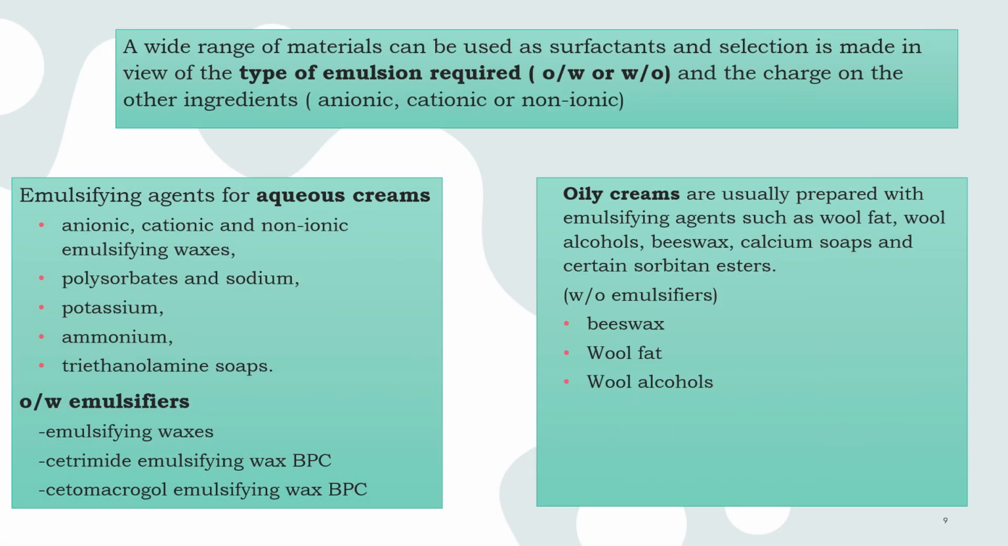Continuing from the previous slides, a wide range of materials can be used as the surfactant, and selection is made in view of the type of emulsion required. For example, in preparing an aqueous cream, you can use this list of emulsifying agents. In preparing an oily cream, this is an example of the emulsifying agents that can be used.